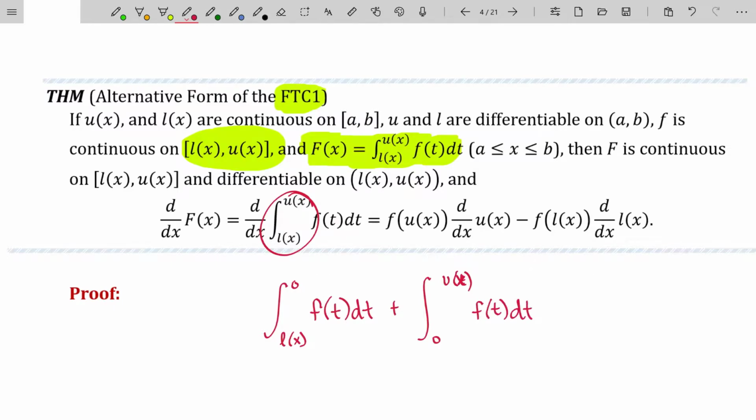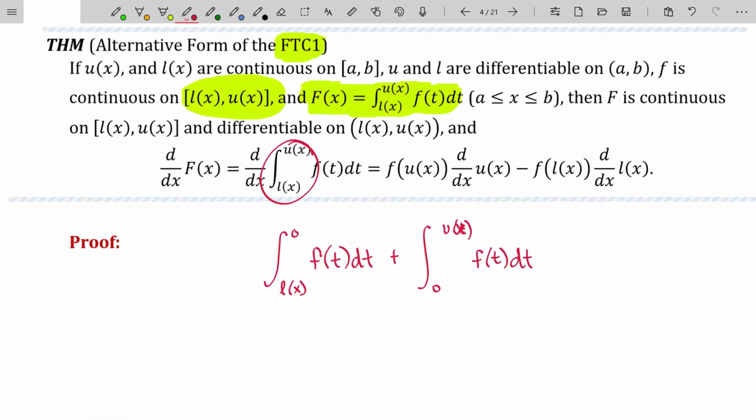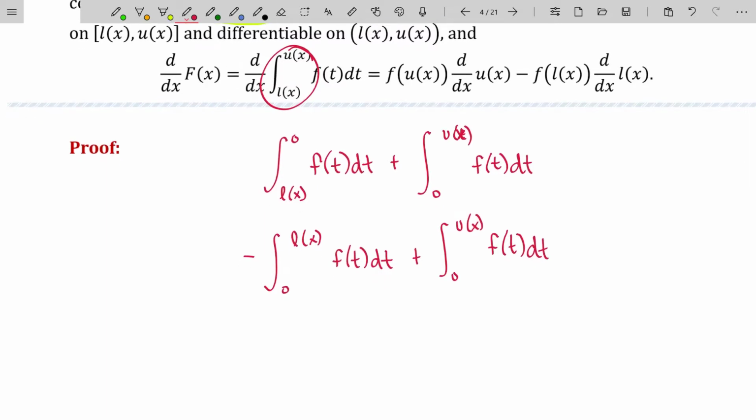And then you use another property of integrals to rewrite that first integral as the negative integral from 0 to L of x, f of t dt, plus the integral from 0 to u of x, f of t dt. And then if you take the derivative now, so let's go ahead and just pretend that we're asking ourselves to take the derivative of this all along. Sorry that I'm quickly sketching this out. I just don't want this video to spin. I don't want to be on this video forever.